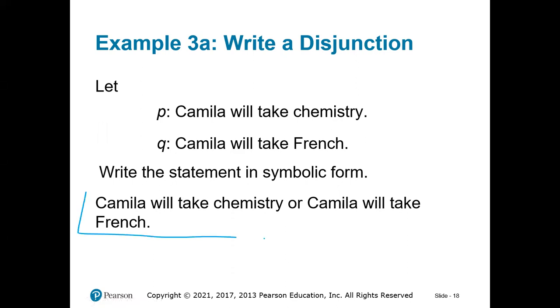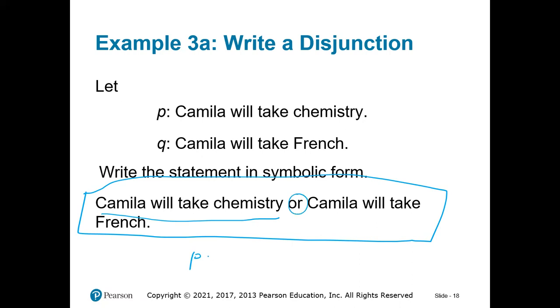How can you translate this into symbols? It says Camilla will take chemistry. That's P. The OR will be translated into the disjunction symbol, and Q, because Camilla will take French is Q. So the solution is P or Q.